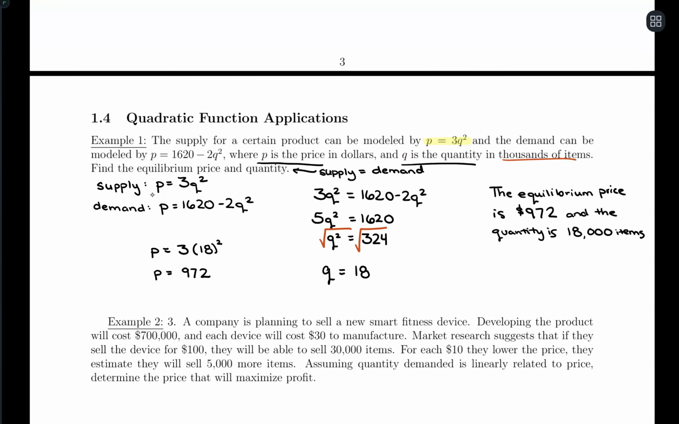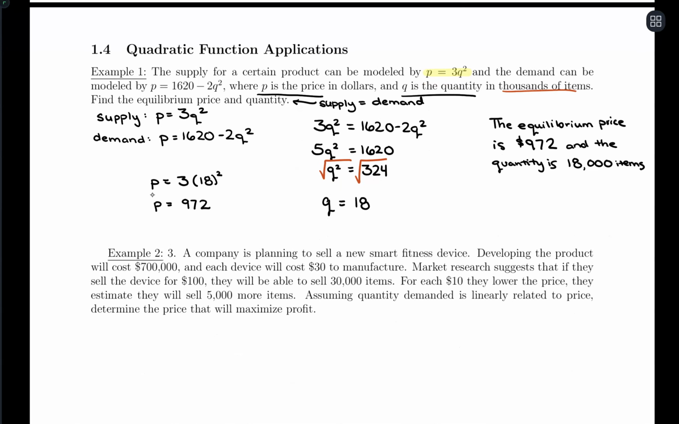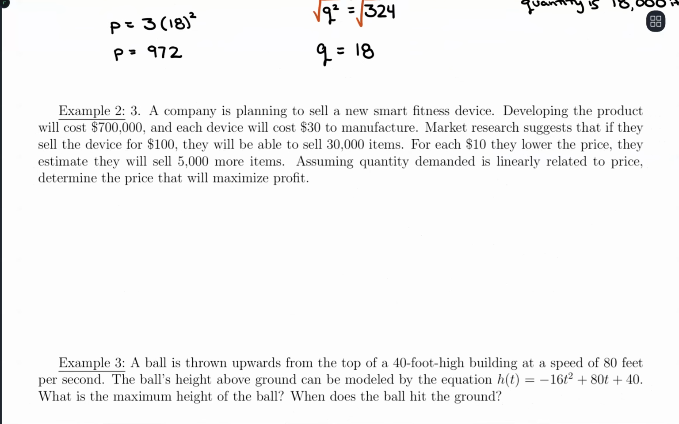All right, so with that one, they gave us the supply and demand models. They happen to both be quadratic, and in solving, we set the two equations equal to each other. Now let's look at a bit more complicated one. We have a company is planning to sell a new smart fitness device. Developing the product will cost $700,000. And each device will cost $30 to manufacture.